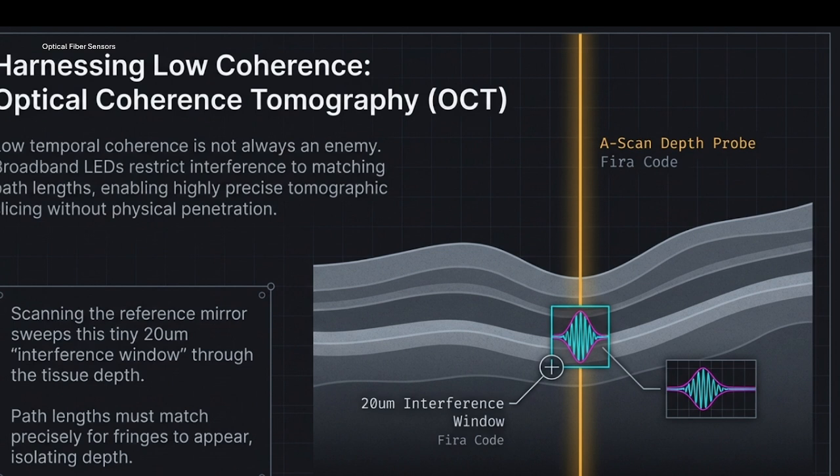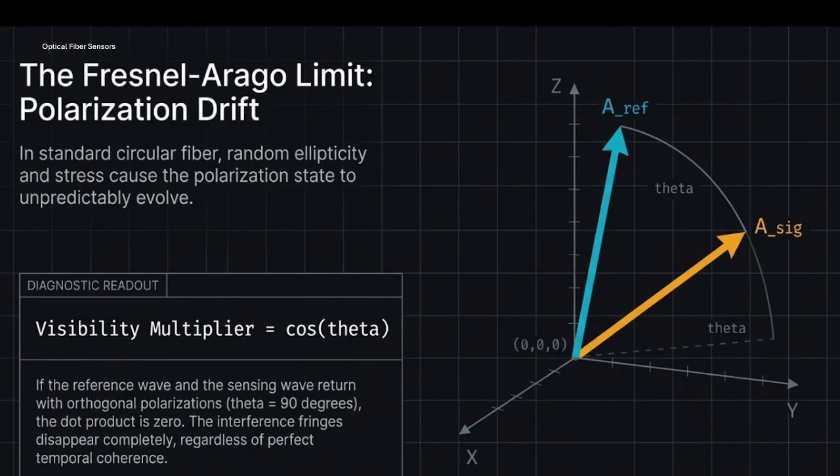Then we discussed low coherence optical coherence tomography, where the scan depth probe can penetrate through the tissue. A tiny 20 micron interference window through the tissue depth. So the path length must match precisely for the fringes to appear isolated in depth.